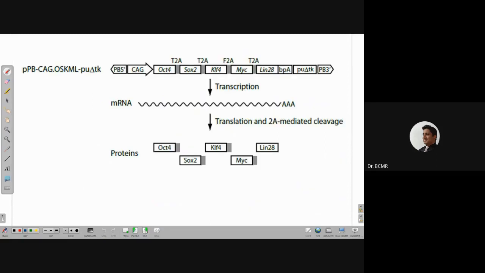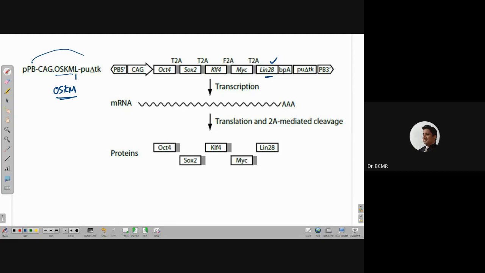So this is what is going to happen. The construction is like this. They have made two different constructs. One of them has Lin28, another regulator of development, and one is without it. So there is no big deal in that. They will say OSKM, and L is for Lin28. If they did not incorporate Lin28, then it would be OSKM only. The rest of the things would remain almost the same.